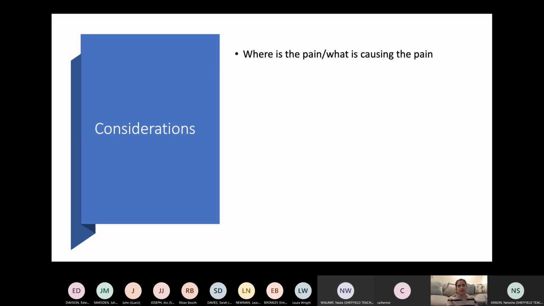So when you're thinking about starting prescribing, it's thinking about where the pain is and what is causing the pain, because that might influence what you're going to prescribe. What type of pain is it? In the older person, we have to think about their weight a lot, because frailer people may have a lower body weight or low muscle mass, which then may affect the dosing of what you're using.